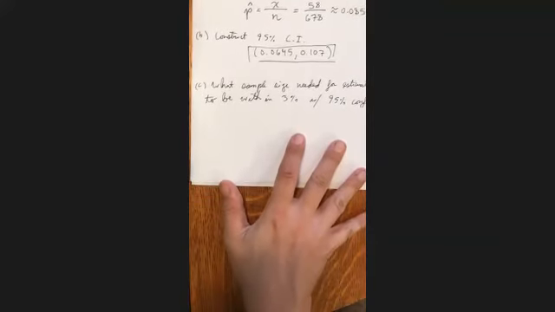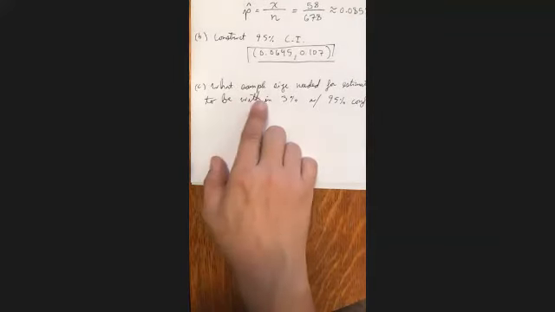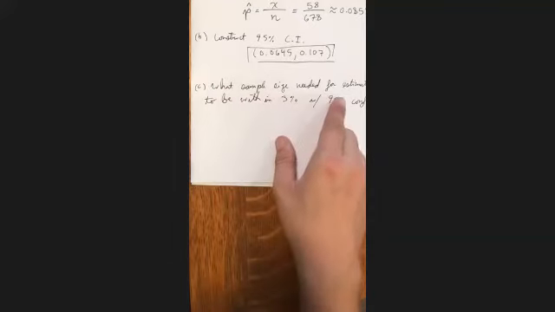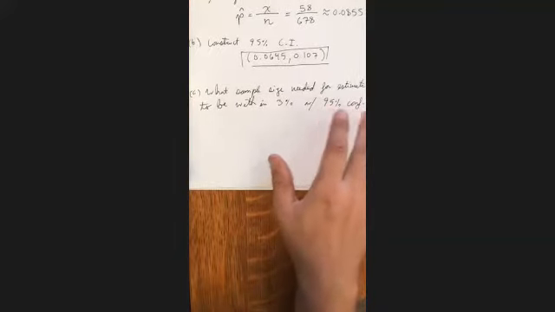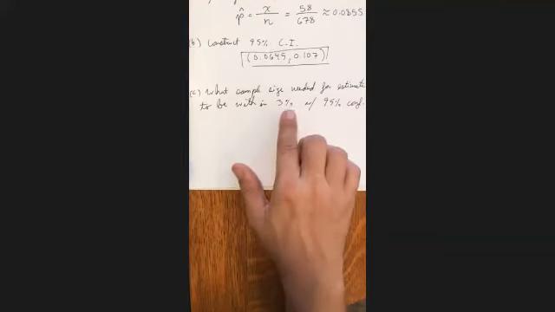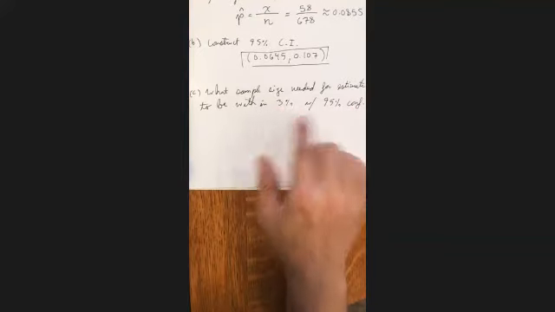Part C asks us to calculate the sample size needed to estimate the population proportion within 3% with a 95% confidence. Okay, so we've got to remember how this all works.